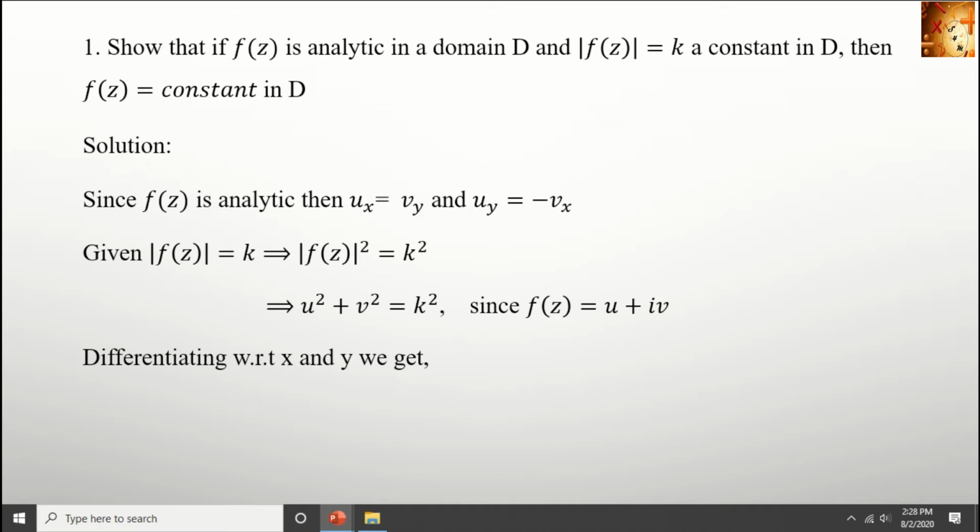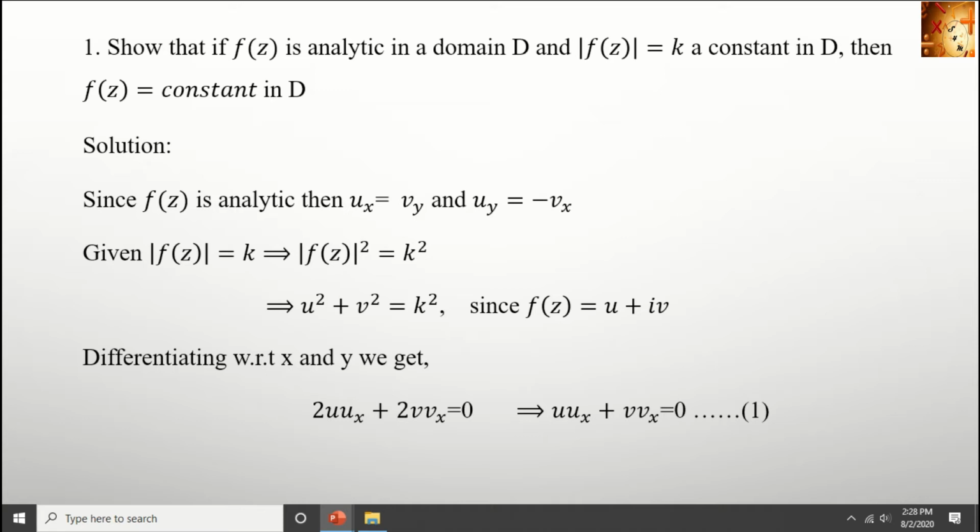If we differentiate the above expression with respect to x, we get 2uux plus 2vvx equal to 0, which means derivative of u square with respect to x means 2u into first derivative with respect to x, ux, plus 2v into vx equal to, in the RHS, which is k square, which is a constant, so derivative is 0. This implies u into ux plus v into vx equal to 0.